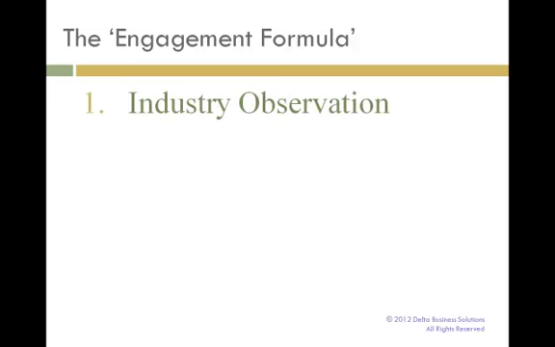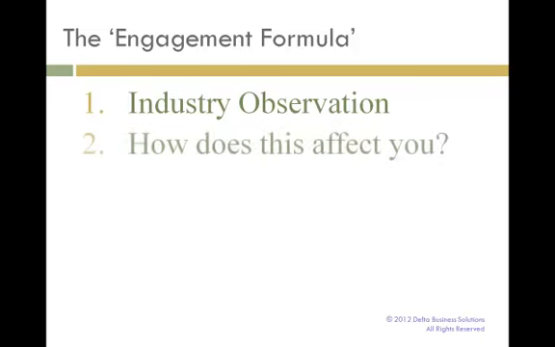Here's how it works. First, you make a factual observation about the industry or marketplace that your prospect is in. For example, here's a real simple one. This economy is terrible. Or these big insurance companies are spending billions on advertising. Or it's harder than ever to keep good clients, and so forth. Just make an observation about the industry. The second step is simply ask the question, how does this affect you? So here's how it would sound. This economy's terrible, isn't it? How does this affect you?